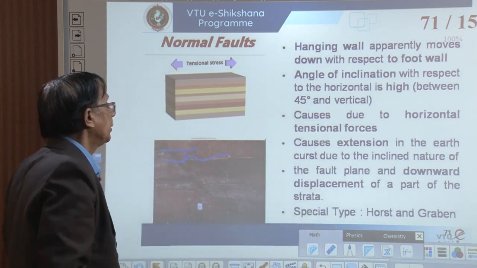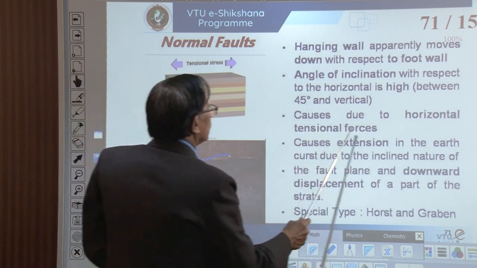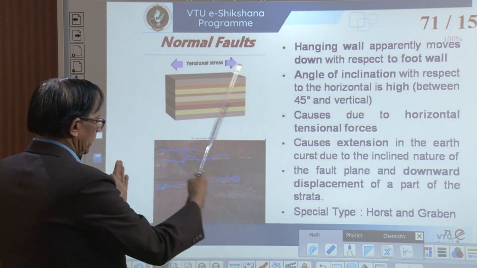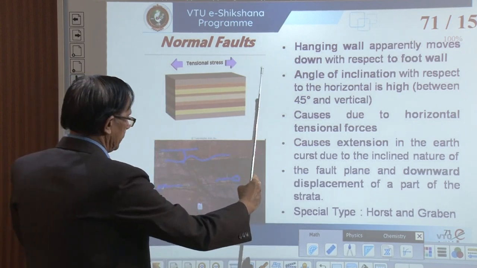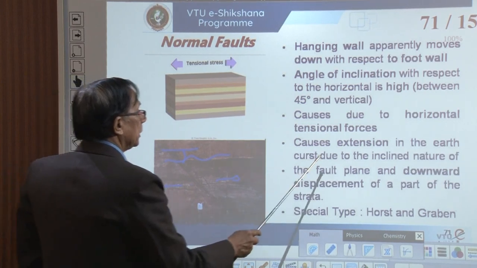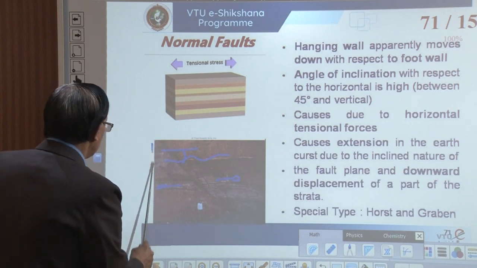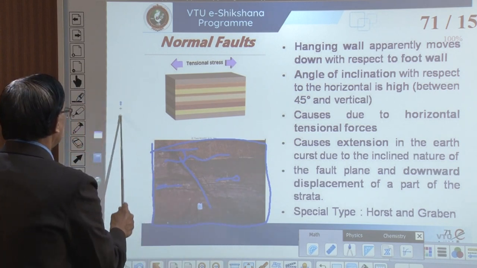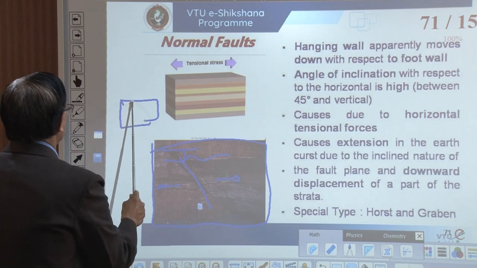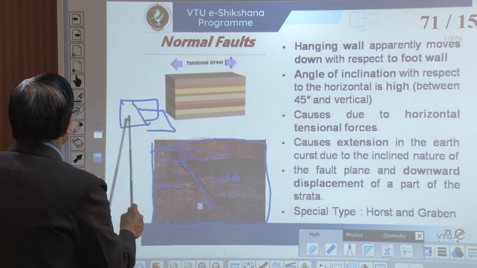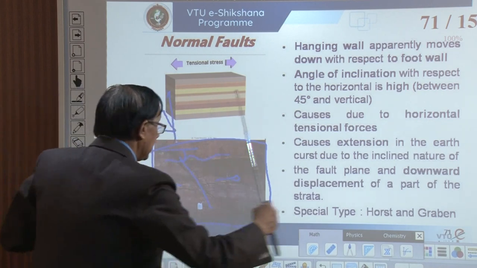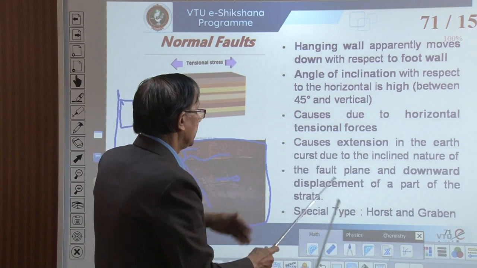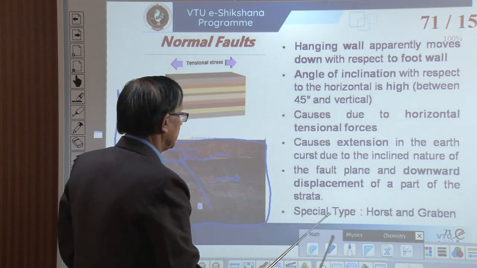Generally, if it is lower, we call it a slip. These are caused by horizontal tensional forces, and then the blocks slide. When cohesion is split because of tensional forces, blocks can easily slide. This causes extension. Originally this was the block, and after faulting it moves. This was the original size, and now after it is split, it may slide like this. Now this much additional area is required, so we feel as if there was additional extension, and the earth's crust extends due to the inclined nature.